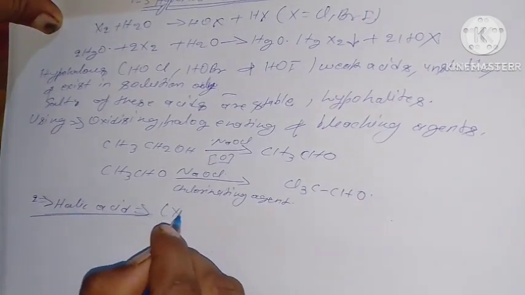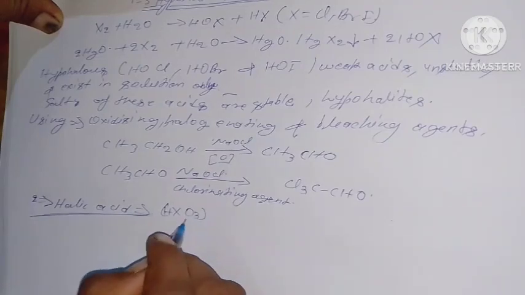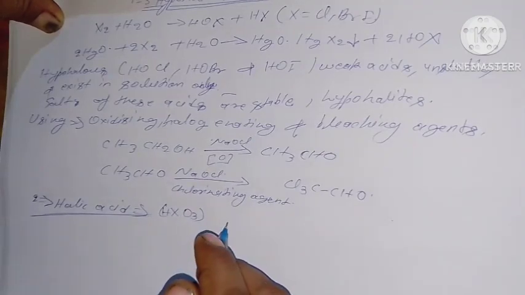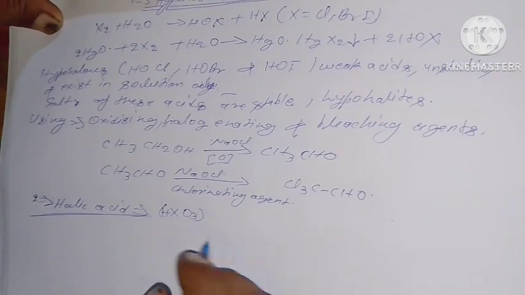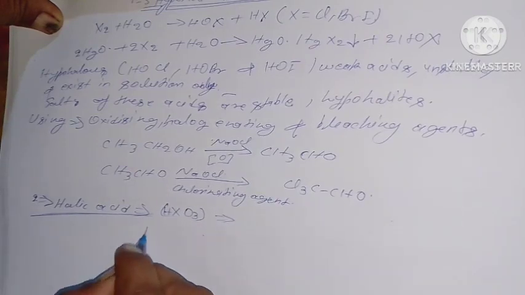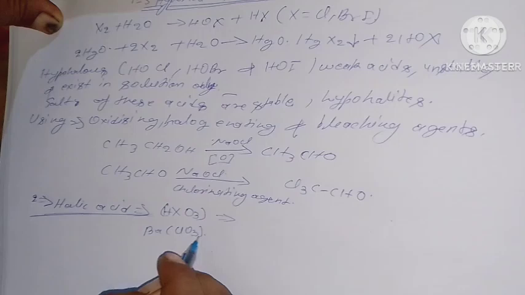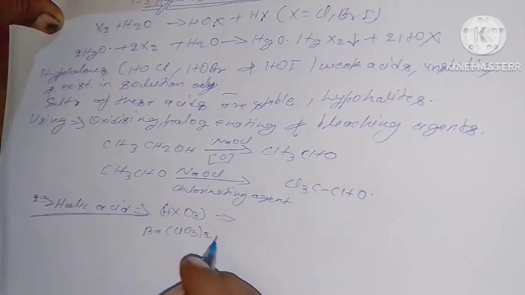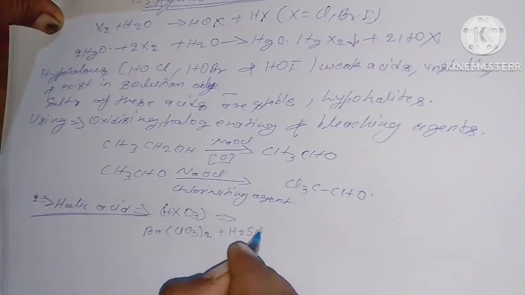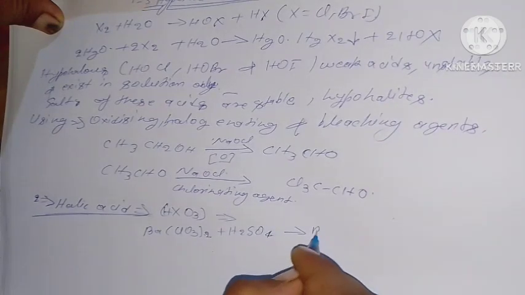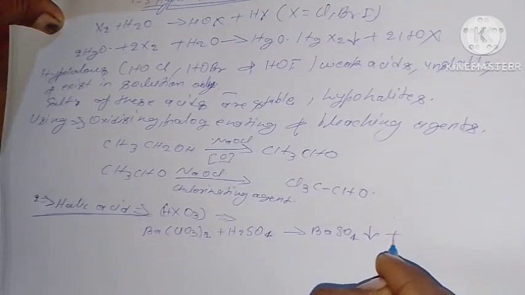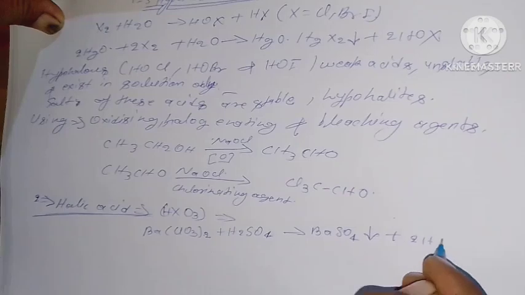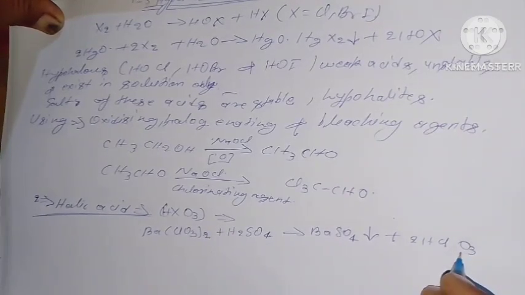Halic acids means HXO3. Chloric acid is prepared in solution by decomposing barium chlorate with dilute H2SO4. Ba(ClO3)2 plus H2SO4 gives BaSO4, barium sulfate, plus 2HClO3, chloric acid.